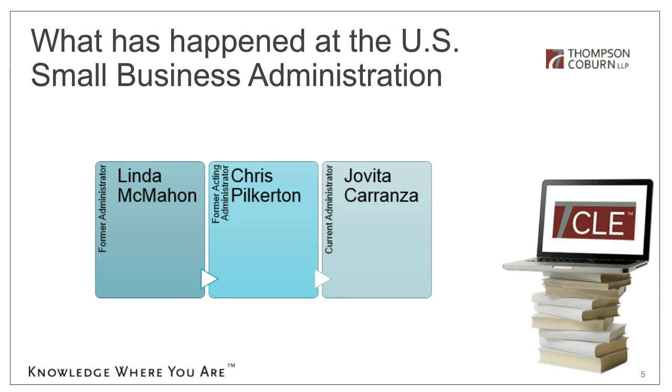So at the beginning of 2019, the administrator for the SBA was Linda McMahon. Some folks know her from her wrestling fame, her ownership of the wrestling company, and she had been the administrator for SBA for the beginning of the Trump administration, and she announced she was leaving at the end of March, and she, I believe now, is working for a Trump Super PAC.